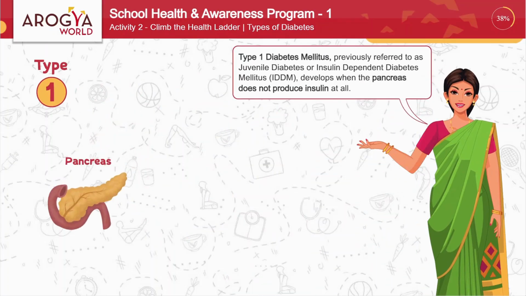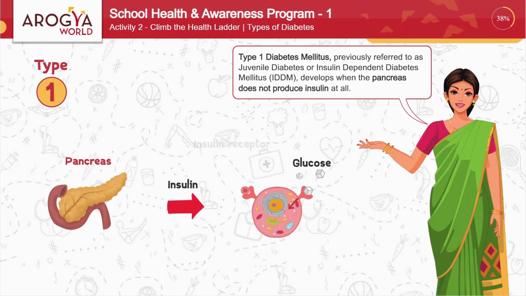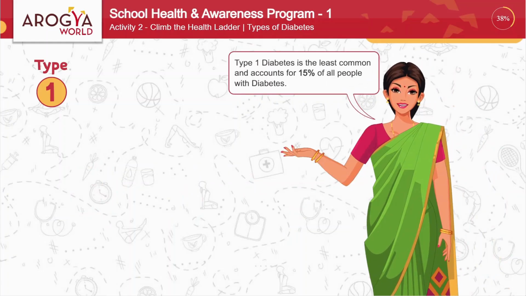Type 1 diabetes mellitus, previously referred to as juvenile diabetes or insulin-dependent diabetes mellitus, IDDM, develops when the pancreas does not produce insulin at all. Type 1 diabetes is the least common and accounts for 15% of all people with diabetes.